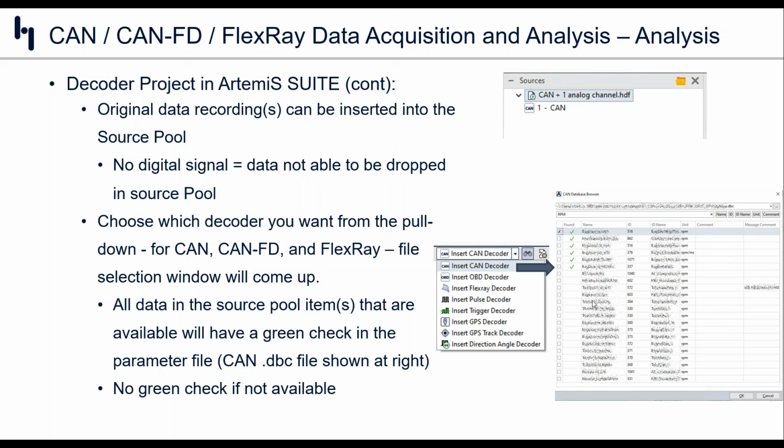For all data in the source pool that have digital channels available, a green check will show up next to that. If there are items in the DBC file that do not have the green check, those items are not available in the source pool items. So these are available based on what's in the current source pool. These are not available depending on what's in the current source pool.